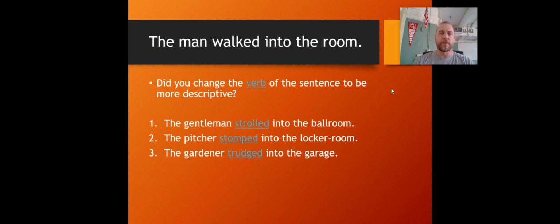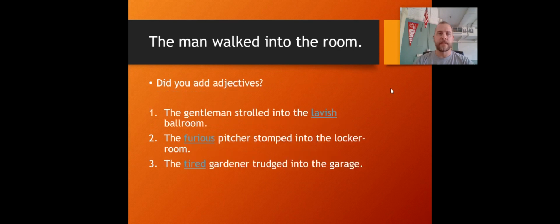There are such things as boring verbs. You don't want to use boring verbs. You want to pick verbs that are full of detail, that describe both denotatively and connotatively what the character is doing with their actions. Another change you might have made is adding adjectives.